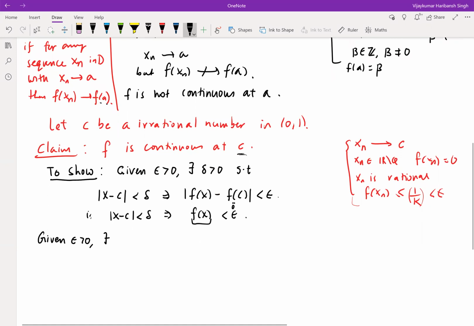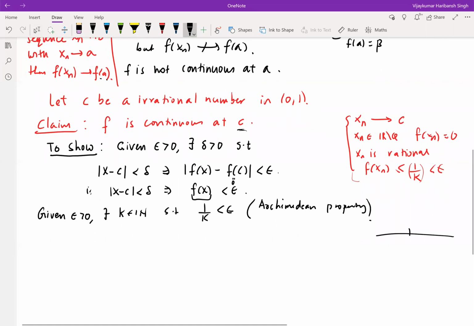there exists k belonging to N such that 1 by k is less than epsilon. And whenever you're using some property, you basically have to write it down. By what property can you say this is true?